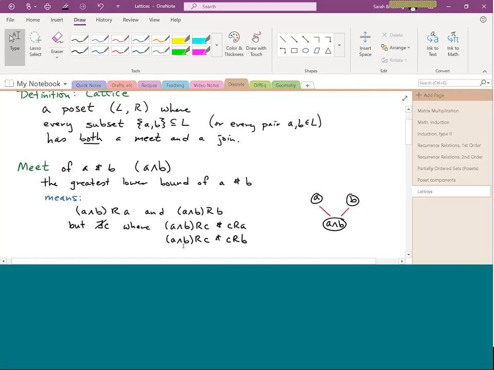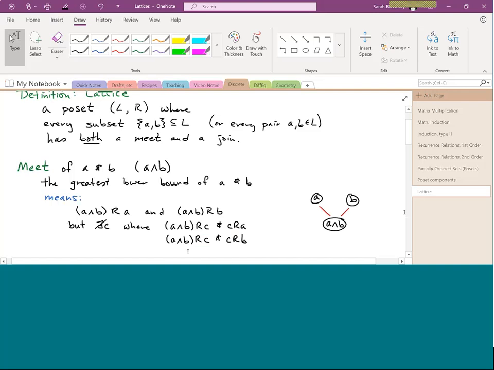So here you also have the meet related to C, and then C is related to B. So notice what this would mean. This tells you that element C is related to both A and B, but it's bigger than this guy, the meet of AB. Okay? So this element C doesn't exist if it's different than the meet, because the meet is supposed to be that biggest one.